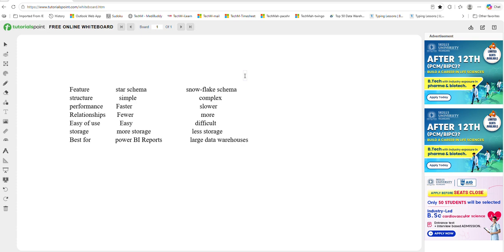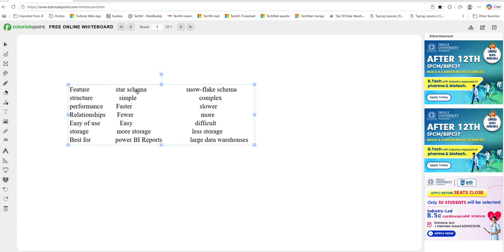If the interviewer asks which schema is best for Power BI, you can simply say that star schema is highly recommended over Snowflake schema. Most Power BI reports use star schema only. If you are doing any project in Power BI, you need to use star schema only, not Snowflake schema.